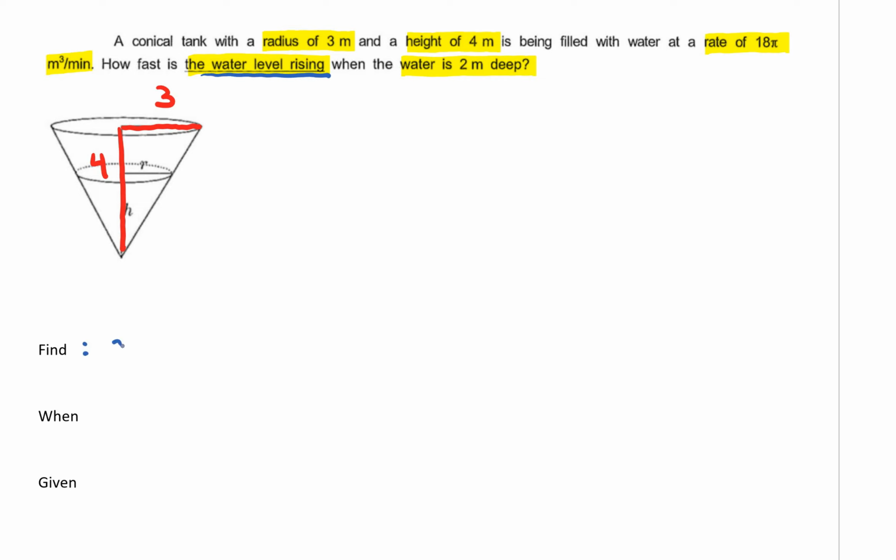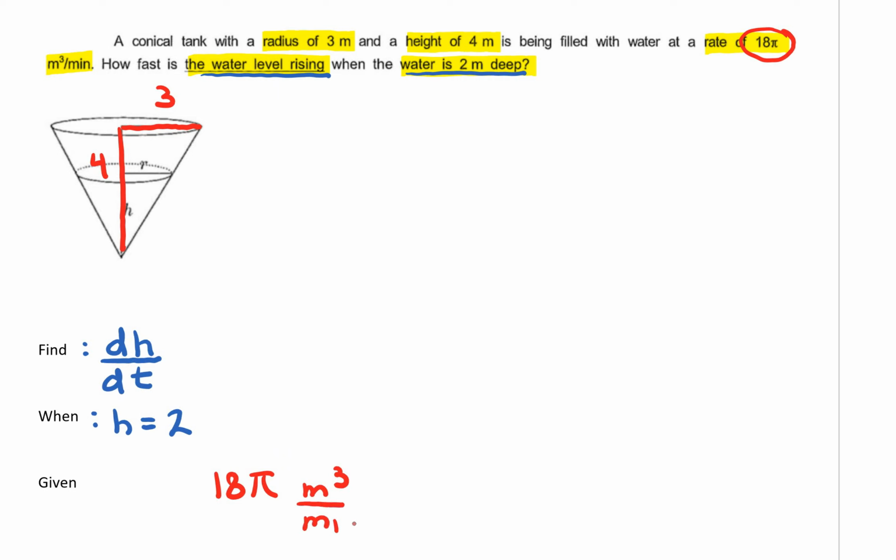So what we're really trying to find is dh/dt, how fast the height is changing with respect to time, and we want to find that when the water is 2 meters deep, so when the height equals 2. We're also given the rate at which the water is entering the tank, 18 pi meters cubed per minute. If I line up the units with my derivative notation, the denominator is measured in time, so it's dt. And since we have a cube, we're measuring volume, so dV/dt is 18 pi meters cubed per minute.